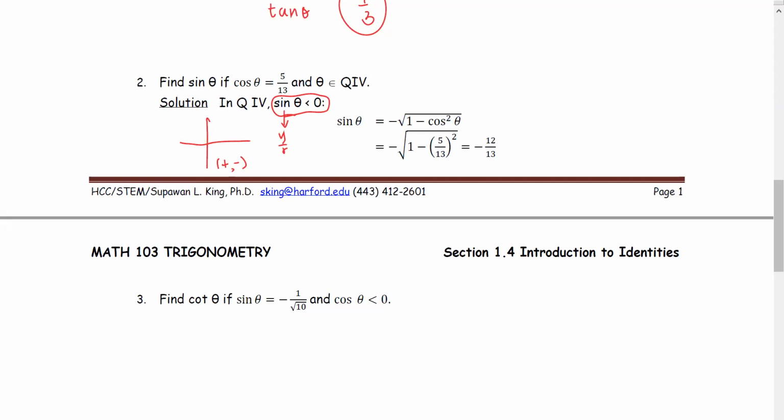From the given value, cosine theta as 5 over 13, and using the Pythagorean identity, which is sine squared theta plus cosine squared theta equals 1, the sine theta should be plus or minus the square root of 1 minus cosine squared theta. But we keep the negative sign because it's in quadrant 4. So sine theta is negative square root of 1 minus the quantity 5 over 13 squared. Simplify the numbers to get negative 12 over 13.